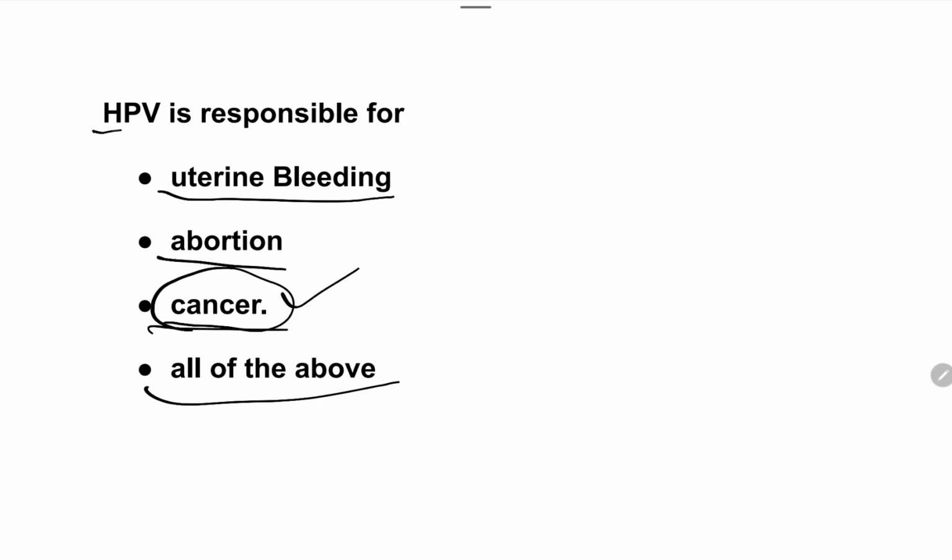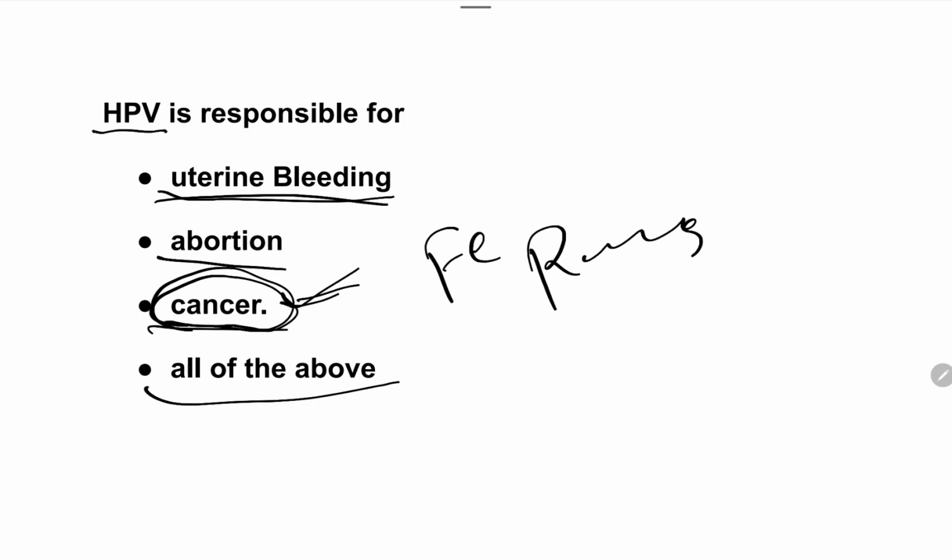Human papilloma virus can cause cancer in the female reproductive system. When they have cancer, they may have uterine bleeding, they are at risk for abortions, and mostly they won't get pregnant. Some clinical features can also be found in the case of cancer. So the right answer is that human papilloma virus is responsible for causing cancer.